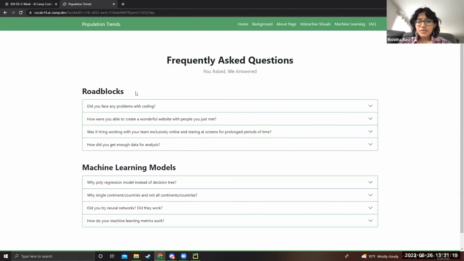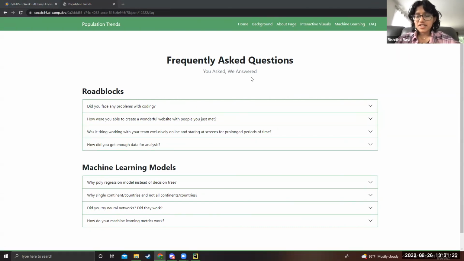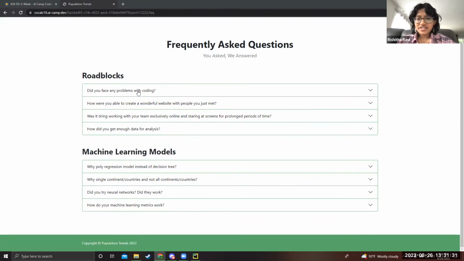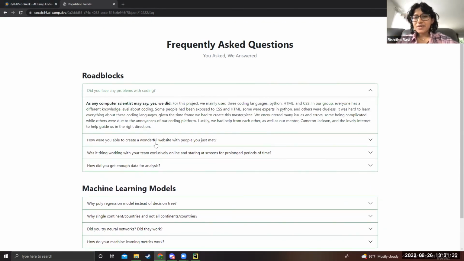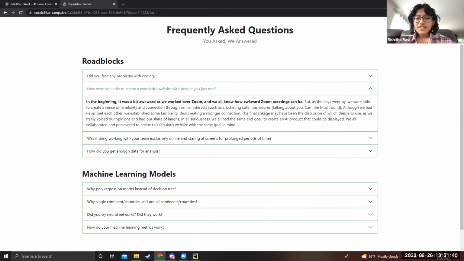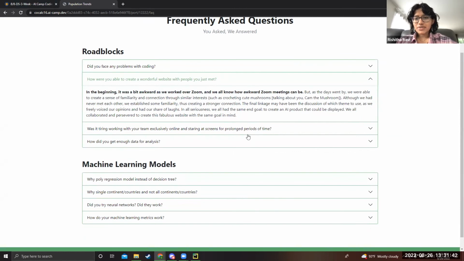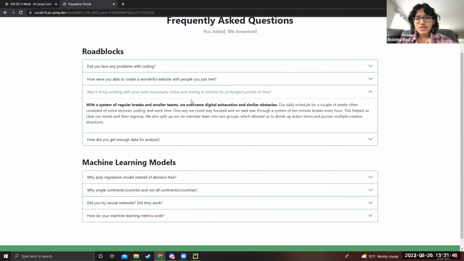The last page that we made was an FAQ page. We wanted to explore some of the questions that would come up about our process and the different difficulties that we faced. Our first section here is roadblocks, and we have a couple of questions that we discussed as a team. This was a pretty awesome program, but it was also the first time a lot of us were encountering these concepts in code. So it was definitely interesting to learn through that and also connect with each other as a team. We just wanted to show some of that story on our website as well.